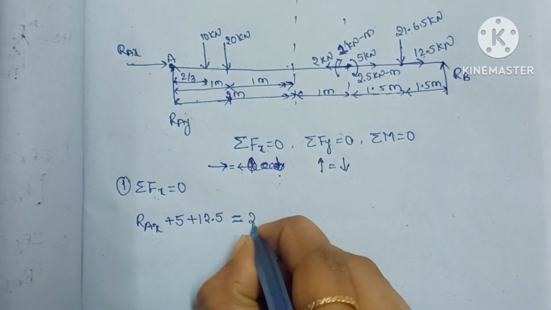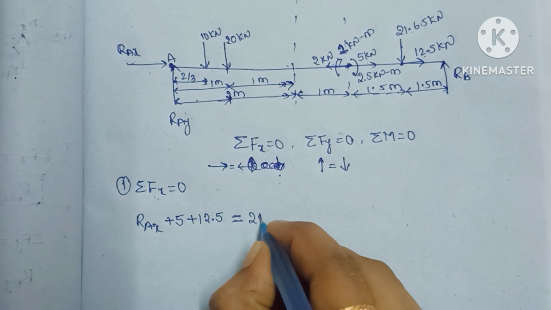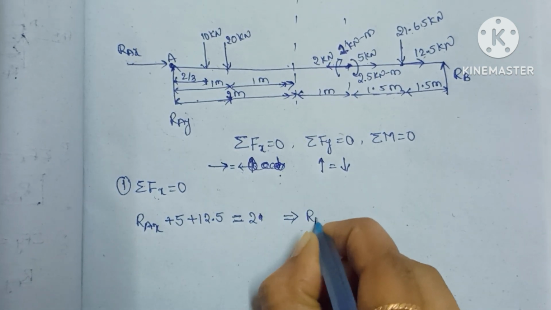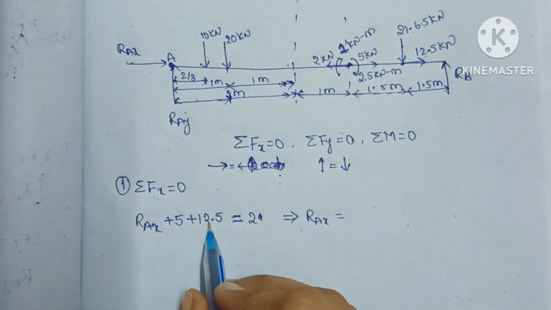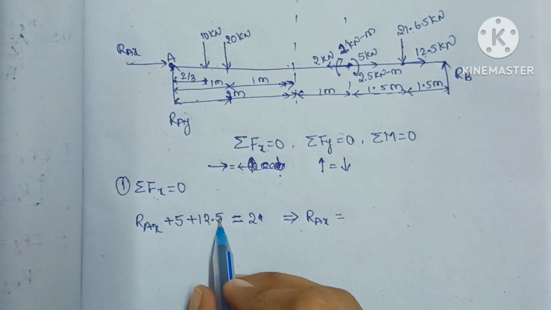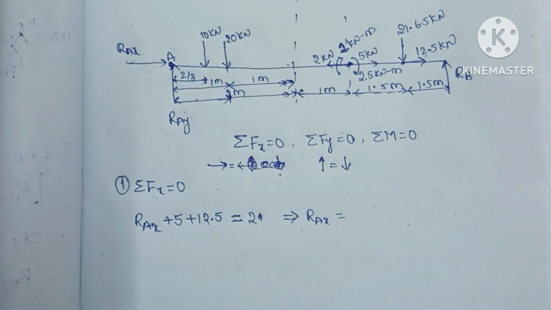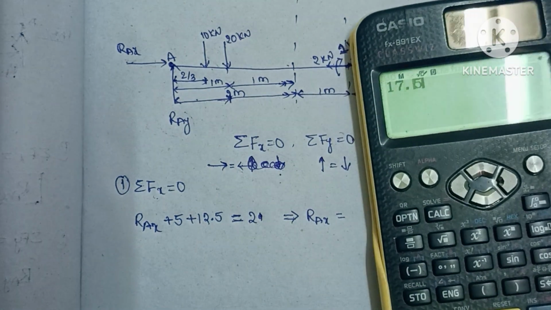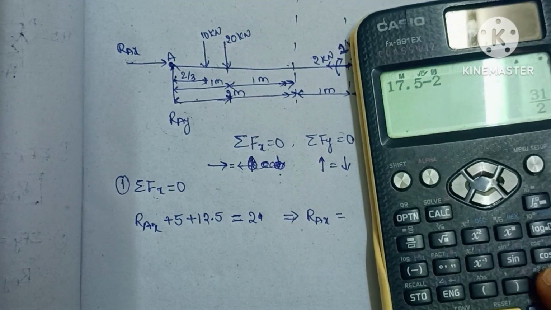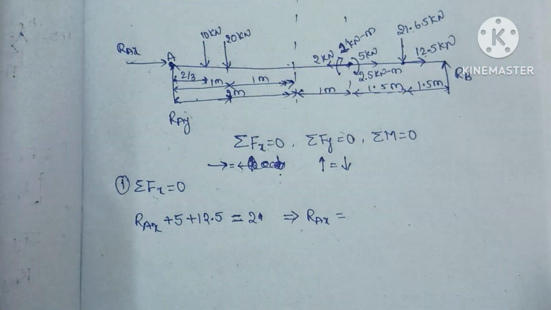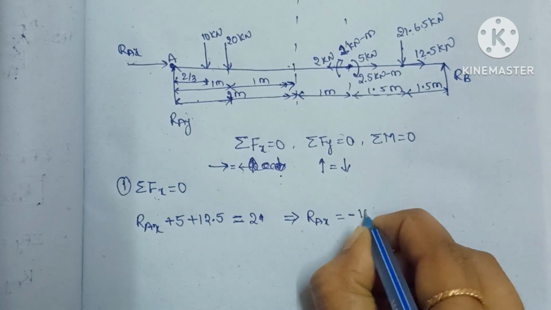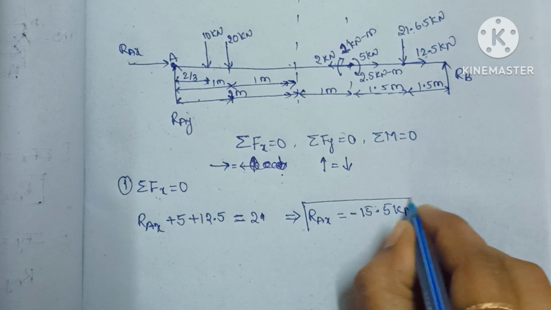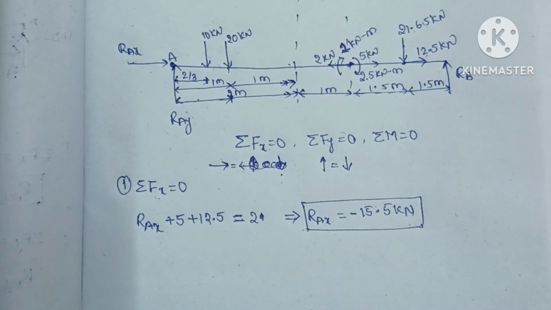Okay, here we have 2 kilonewtons of force, no need to write kilonewtons now. And now from this equation we got RAX, which is equal to 12 plus 5 is 17.5 minus 2. So we get 17.5 minus 2 is nothing but 15.5. Okay, RAX is equal to minus 15.5 kilonewtons. In this way we can find the reaction force at A point.